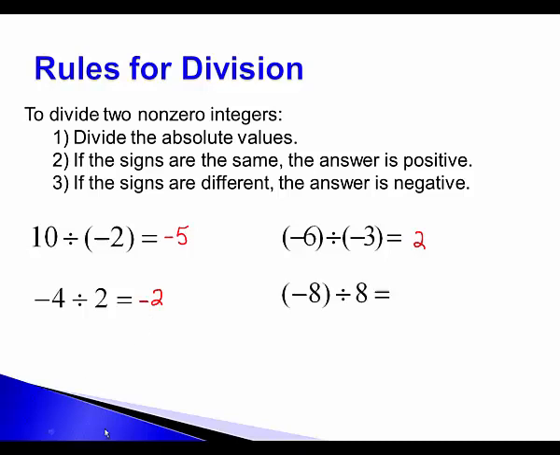And then for the final problem, we have negative 8 divided by 8. Once again, do the number part first. 8 divided by 8 is 1. And then a negative and a positive means that your final answer will be negative.